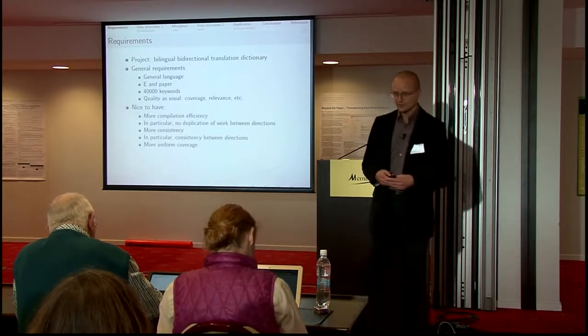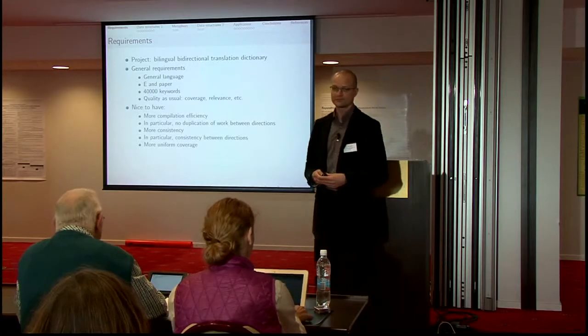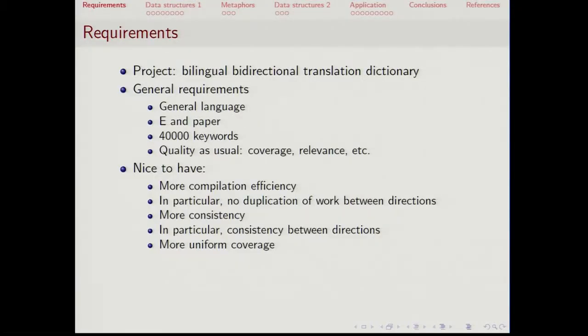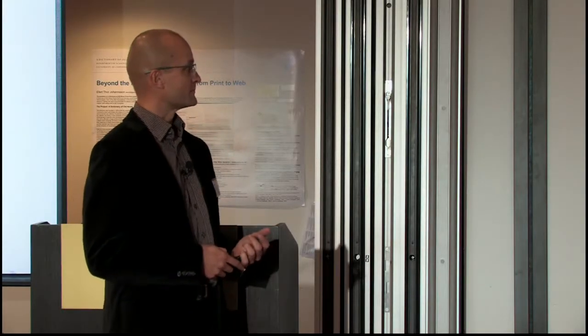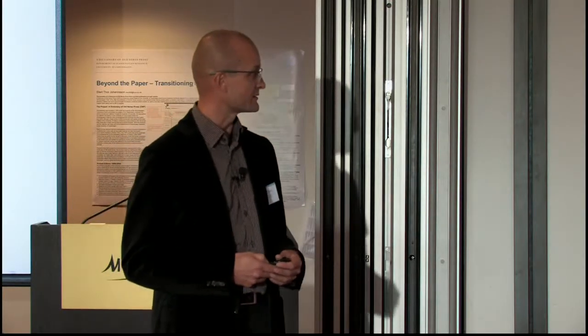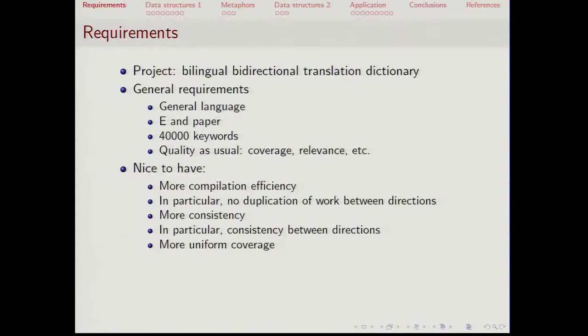So the project is a bilingual, bidirectional, general language translation dictionary, namely Estonian-Latvian and Latvian-Estonian, so we need both directions, and we have a finite amount of resources available for that. The general requirements are like they normally are. It should be a good dictionary. It's a general language dictionary. It will be published both in electronic form and on paper. The official requirement is that it should have 40,000 keywords, and it should be a good dictionary.